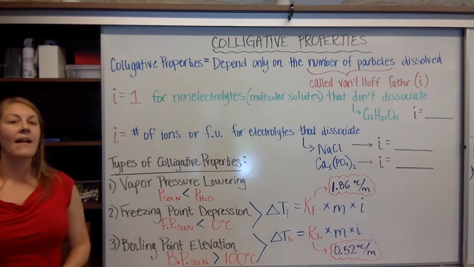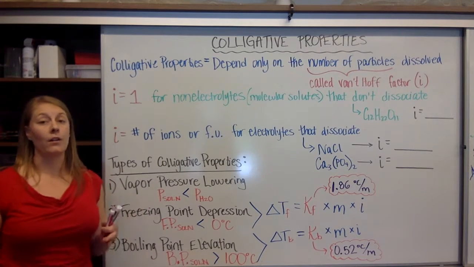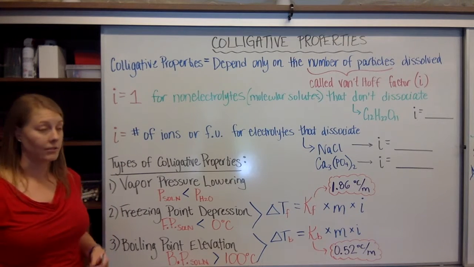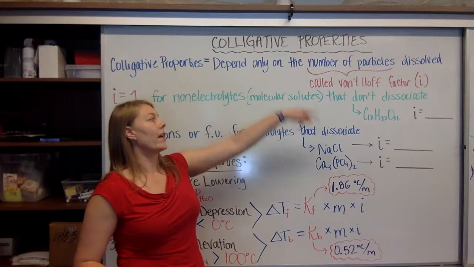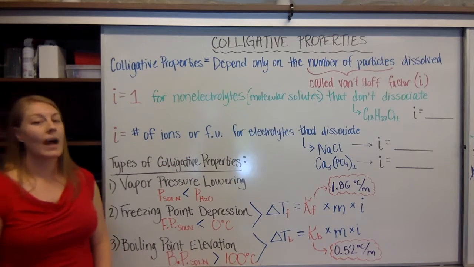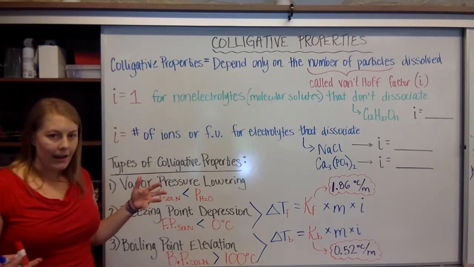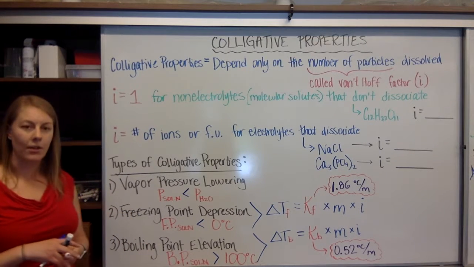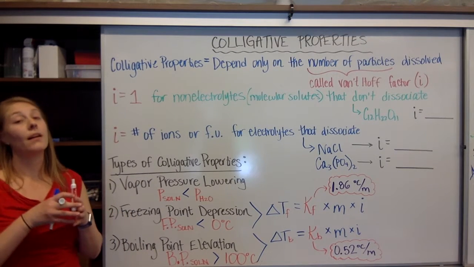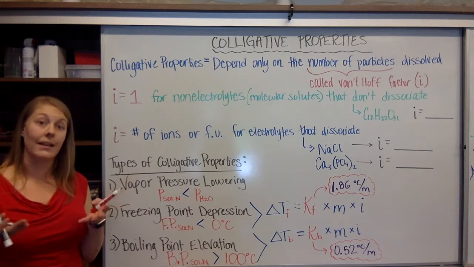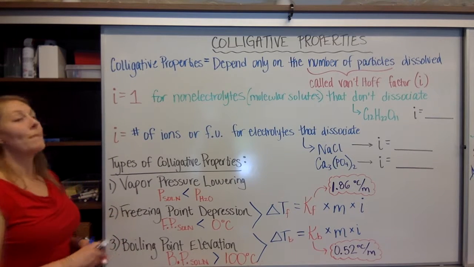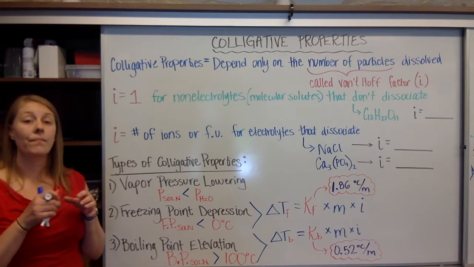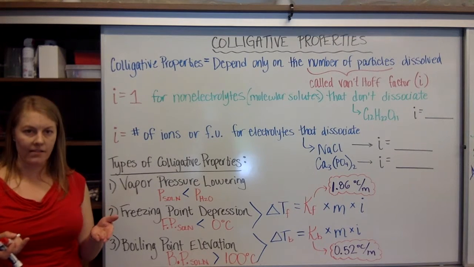These are properties that depend only on the number of particles dissolved. So how many particles are dissolving in solution? The number of particles we call the Van't Hoff factor, and it's abbreviated with an i. When you see i, you're going to be calculating the number of ions or formula units that a solute will dissociate into. Remember, dissociating means that it's going to break up into its ions.